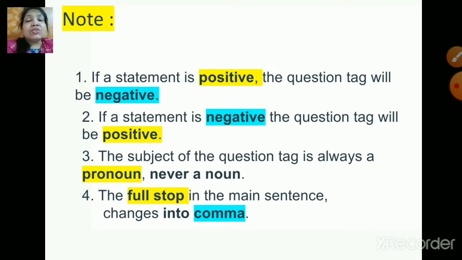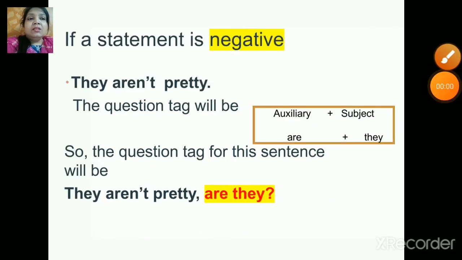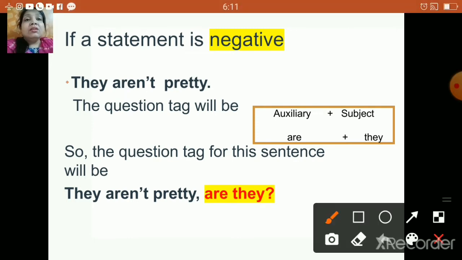All right. So let us quickly do some more statements so that we can check whether we are doing this question tag correctly or not. So now children, let us quickly take one example. If a statement is negative, let us see how to change the question tag. Your statement says they aren't pretty. Now children, over here, aren't is basically a negative statement, right? How will we change it into a positive?